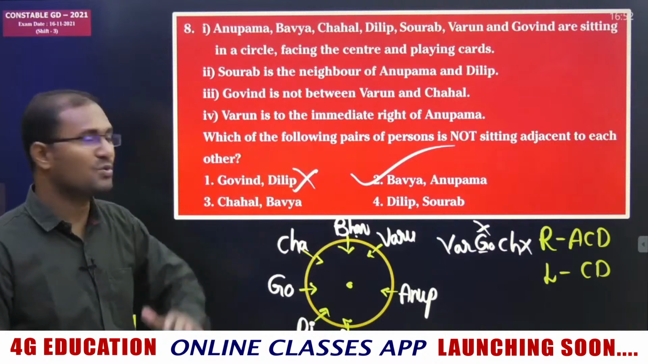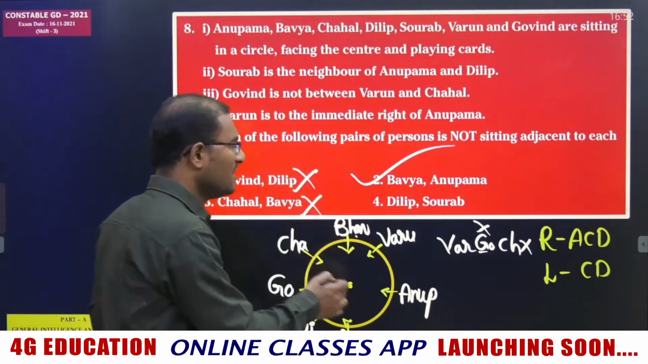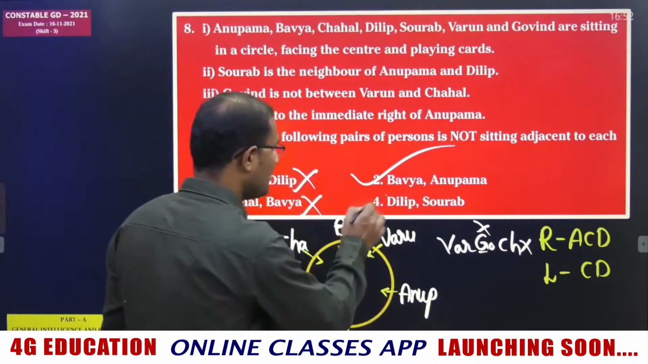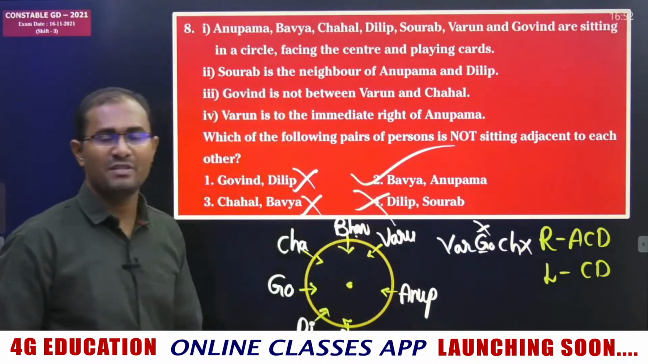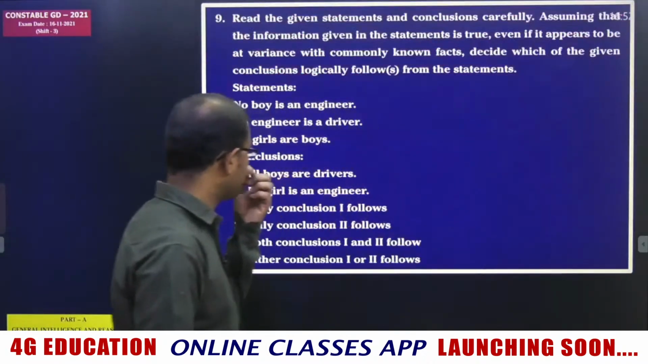Which two people are not sitting adjacent to each other is the meaning of the question. So that's why the second option is going to be the right answer. If you see, Chahal and Bhavya are immediate neighbors. Dilip and Saurabh are also immediate neighbors. So that's why the second option would be the right answer for this question. Now let us move on to the next question.